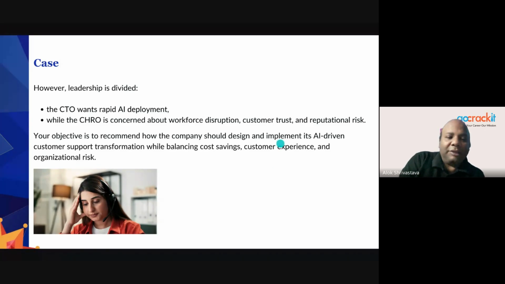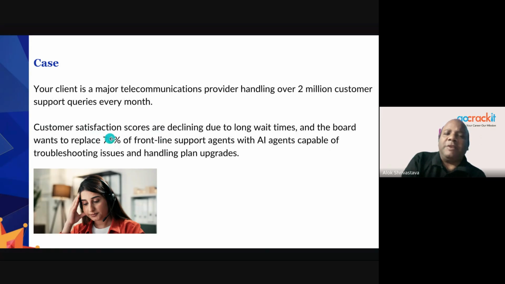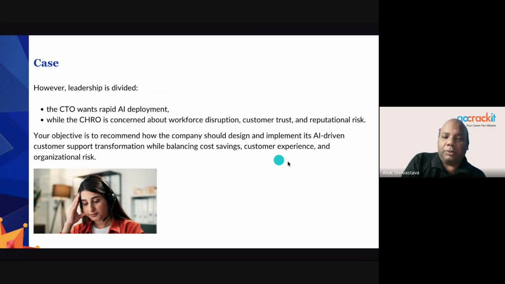Okay, so that's the case given to you. Now, before I give you the structured approach to solve this case, I would like to know from you how you would approach this. Let's say this is the problem given to you: there's a telecom company which is facing poor customer satisfaction score because of the long wait time, and you need to suggest the AI agent transformation of customer support. How will you approach this? So that's the question to you.